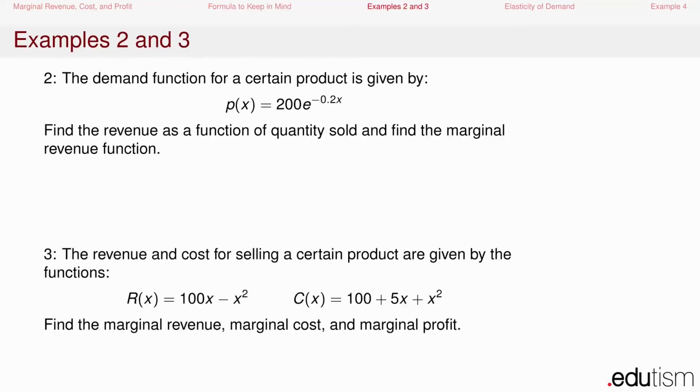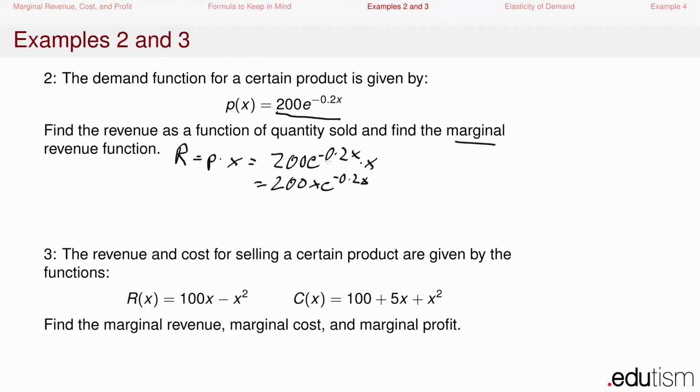So in example 2 here, we have a demand function given. The demand function is P of x equals 200 e to the negative 0.2x. Here we want to find the revenue as a function of quantity sold and find the marginal revenue function. Well, the revenue is always P times x, which is going to be 200 e to the negative 0.2x times x, which basically gives you 200x e to the negative 0.2x.